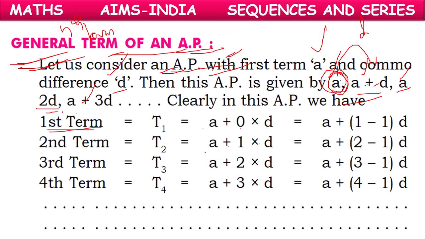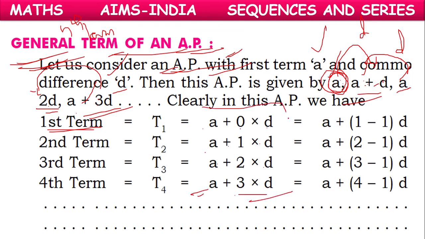And the third term we get by adding D to the second term: A plus D becomes A plus 2D, which can be written as A plus 2 into D. And the next term we get by adding D to the previous term: A plus 2D plus D is A plus 3D, which can be written as A plus 3 into D.